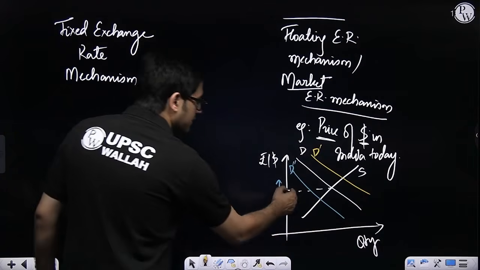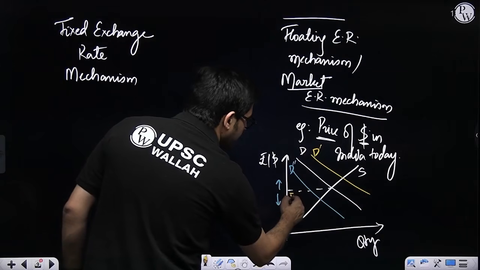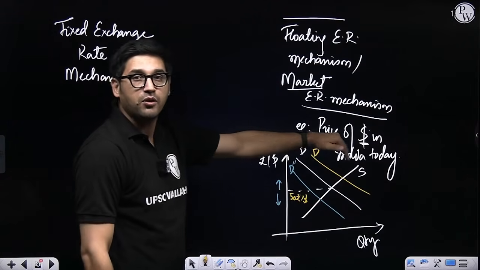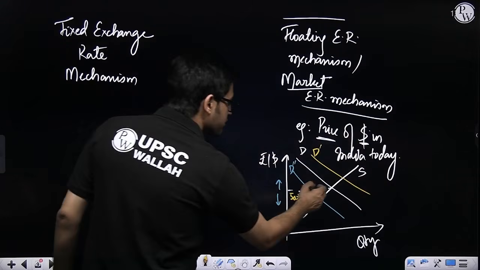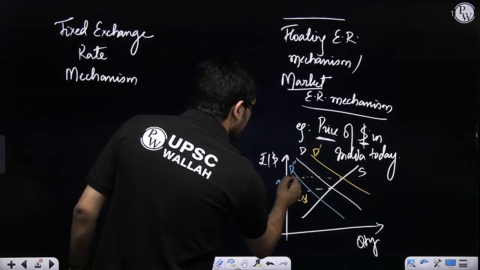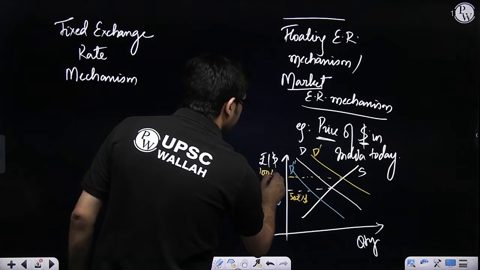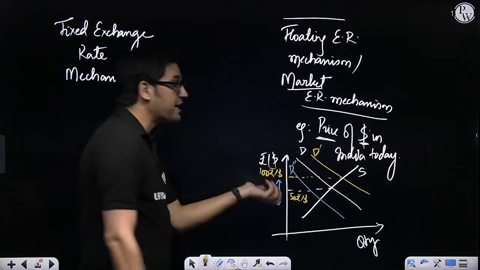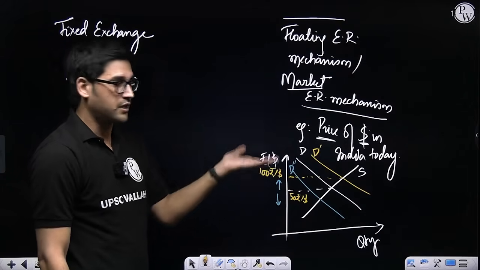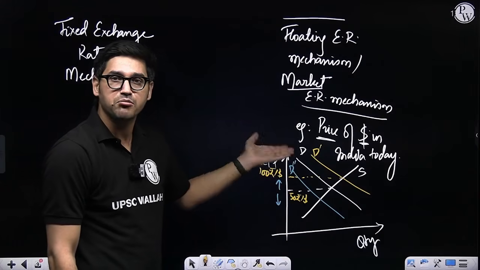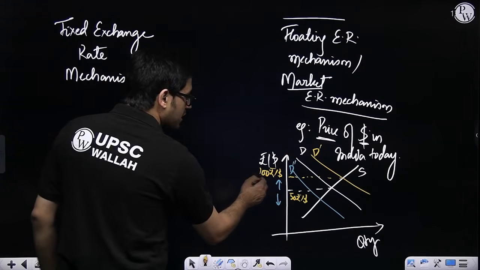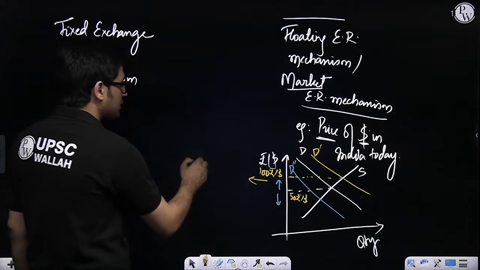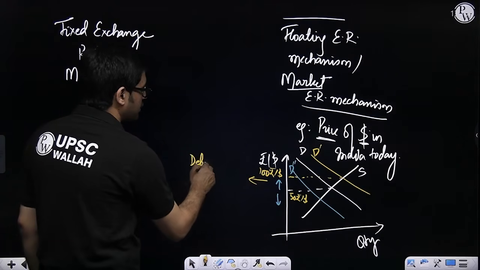Let us say the equilibrium price was 50 rupees to a dollar. Because demand for dollars increased in comparison to the supply, the new exchange rate, let us say, was 100 rupees to a dollar. The price of dollars increased. The price of the dollar is increasing, meaning that your rupee is becoming cheaper. Since your rupee is losing value, this is going to be called depreciation.